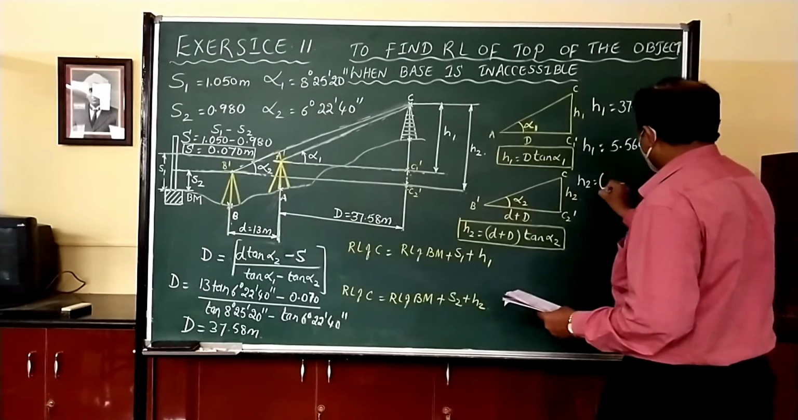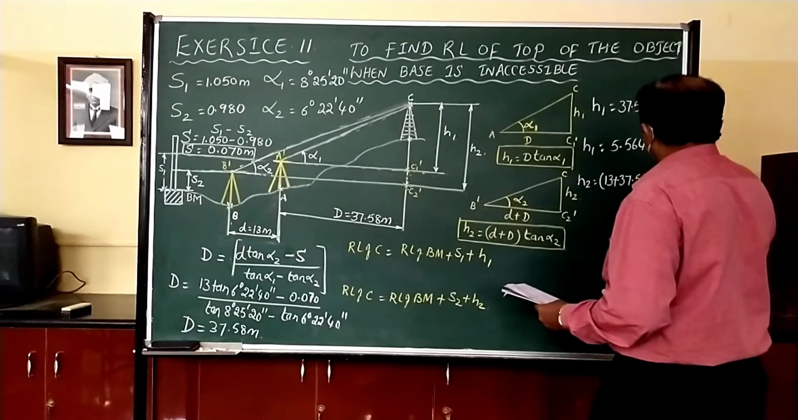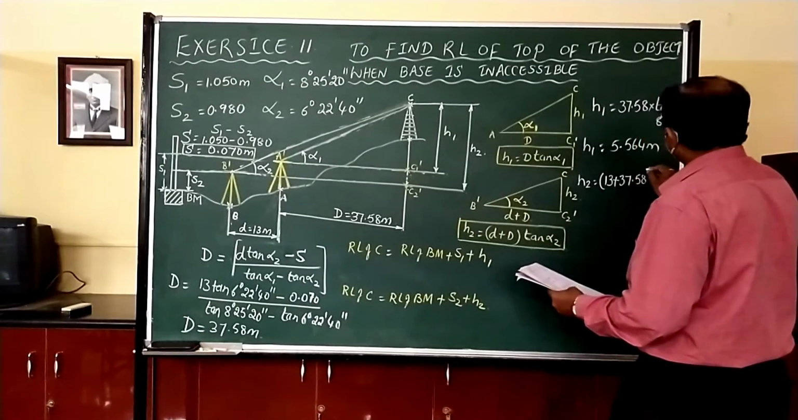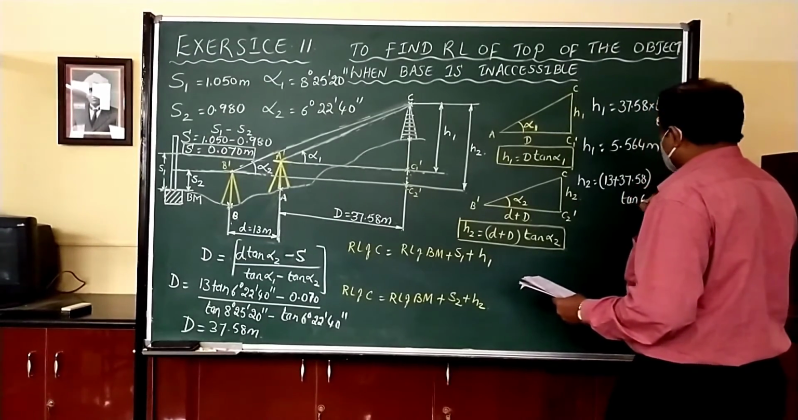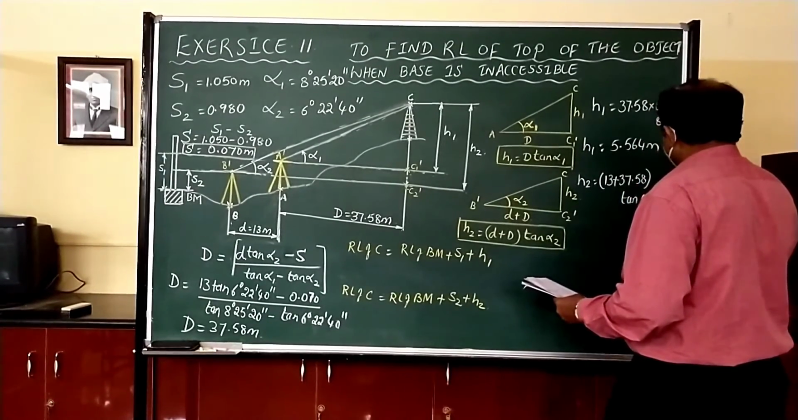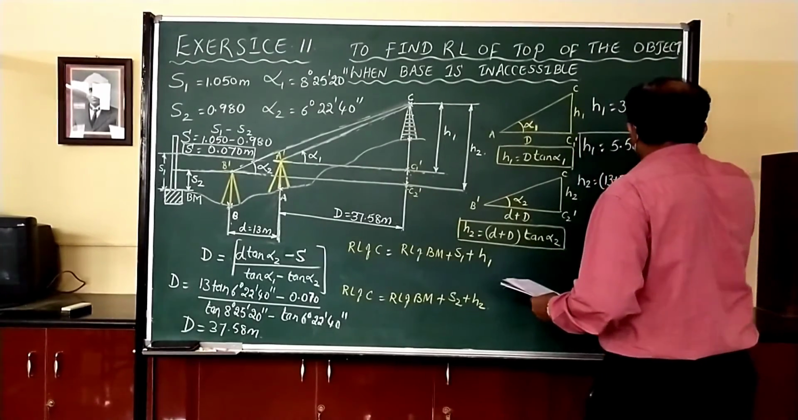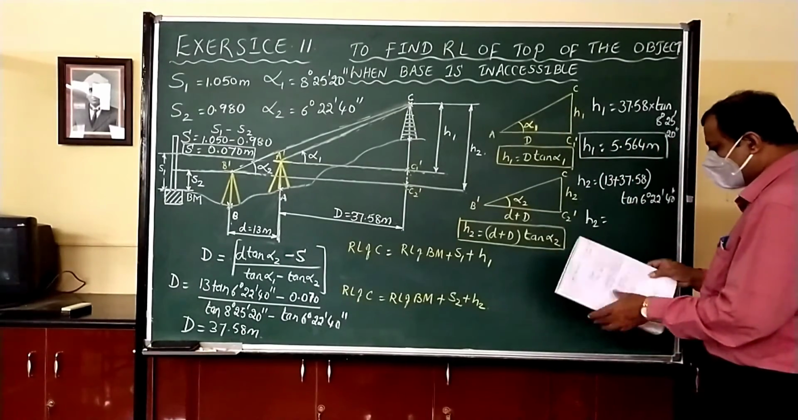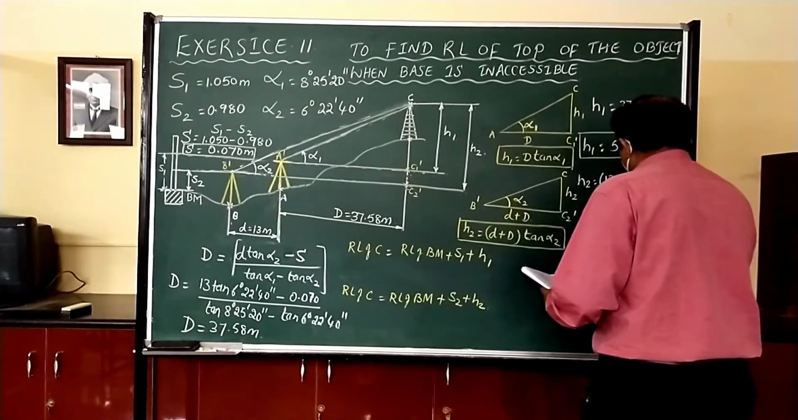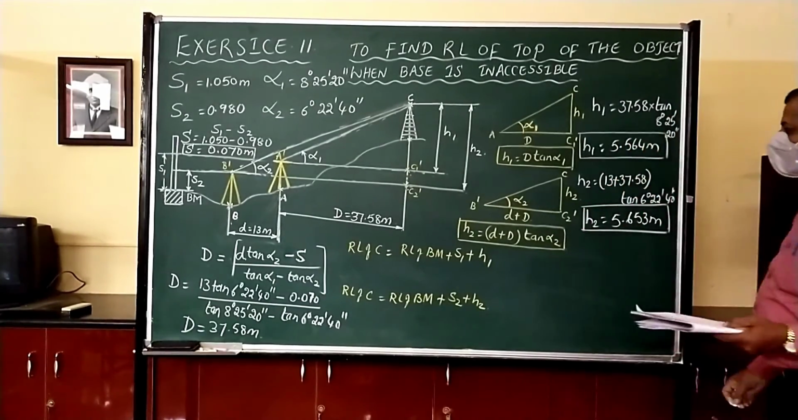That is, small d is 13 plus 37.58 into tan alpha 2, that is 6 degree 22 minutes 40 seconds. Now let us find out the value of H2. H1 already we know. If you simplify this, the value of H2 is 5.653 meter. Now I want to find out the RL of C.